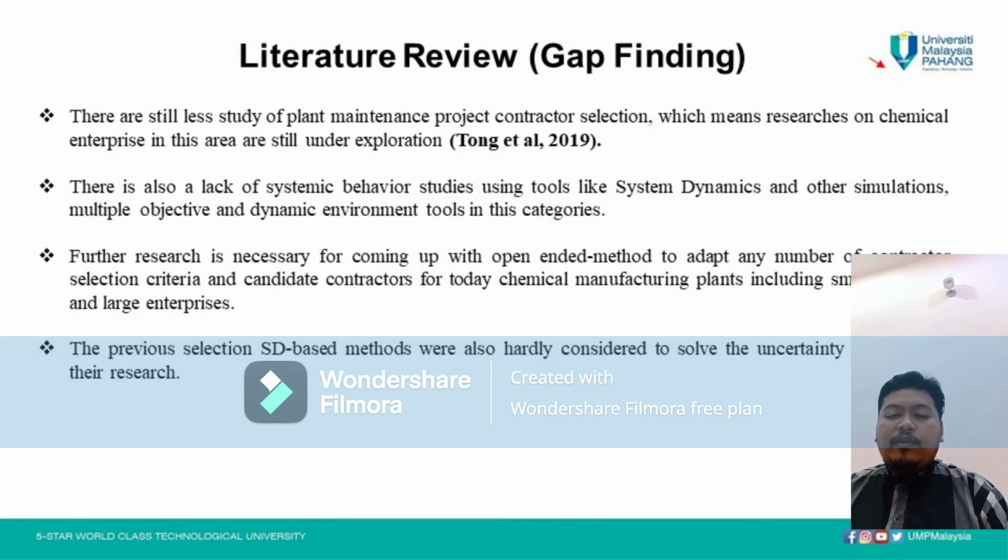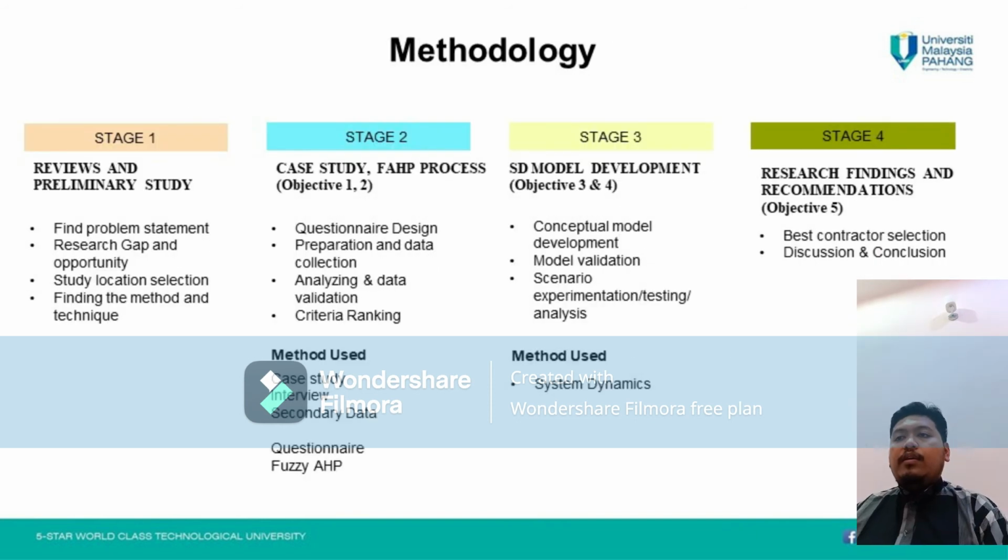And then gap number 4: the previous selection SD-based methods also hardly considered solving uncertainty problems in their research. For methodology, there are 4 stages in this study. Stage 1 is review and preliminary studies. This stage is conducted to find the problem statement, find the research gap and opportunity to improve, study the location selection, and find the methods and techniques that can be used to solve the problem.